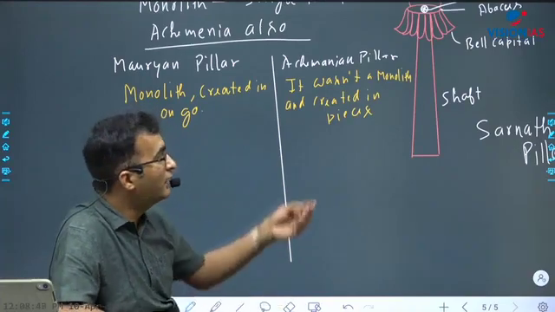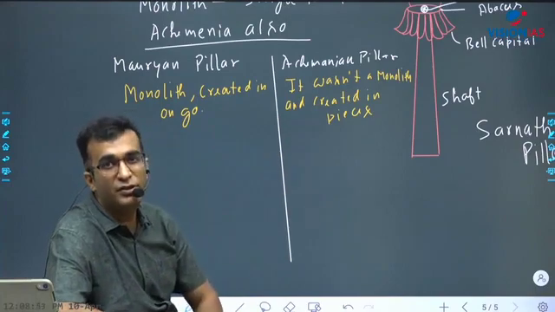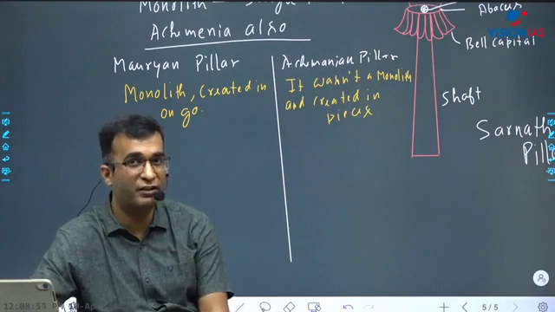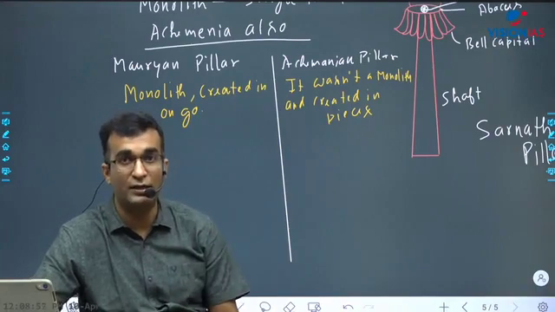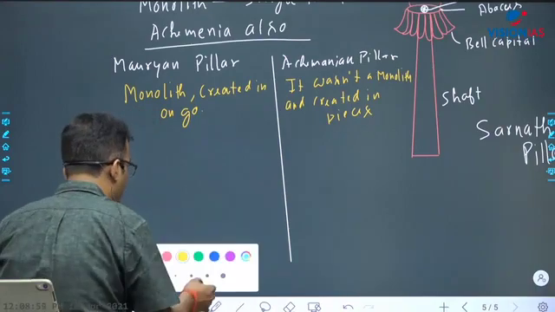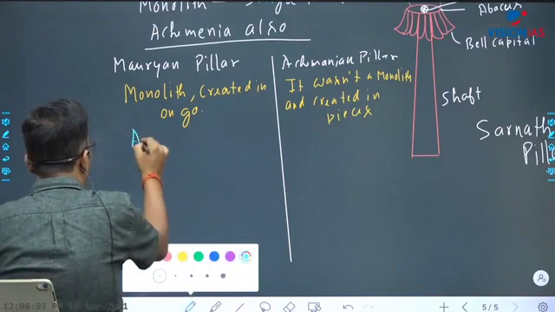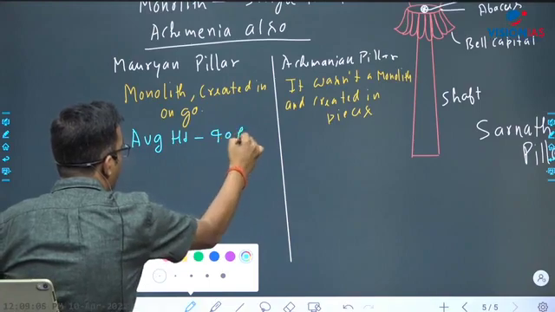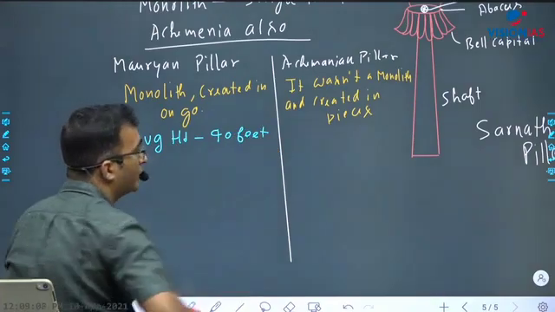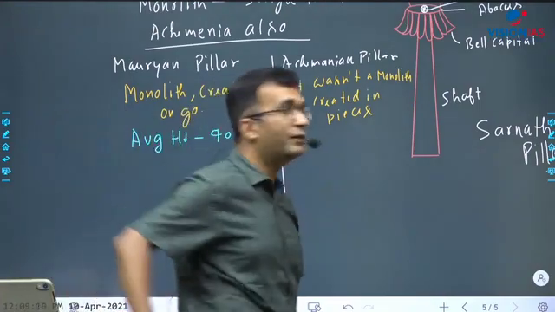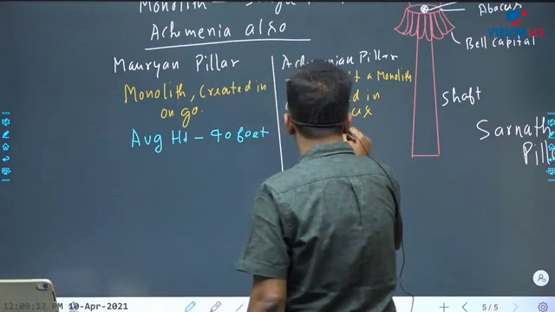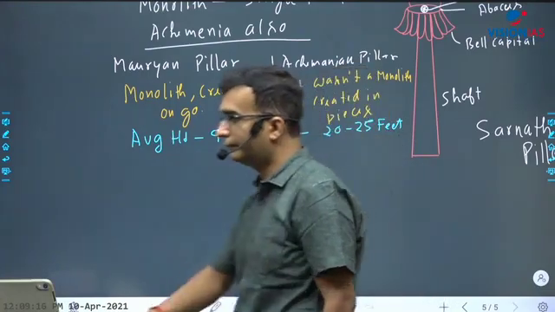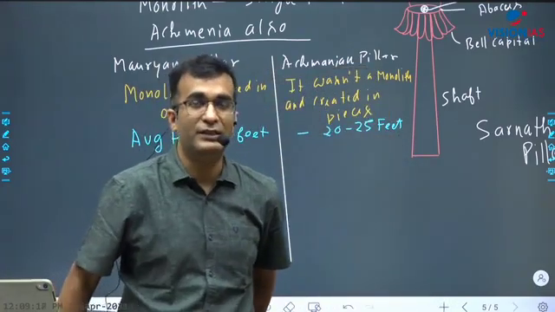On the other hand, the Achaemenian pillars were just 20 to 25 feet in height, not more than that. So please mention that the average height of the Mauryan pillar was 40 feet, and here 20 to 25 feet.